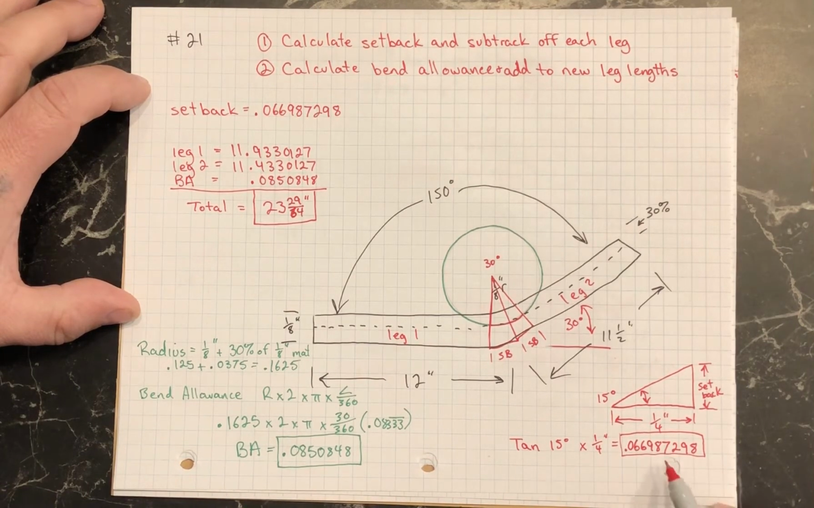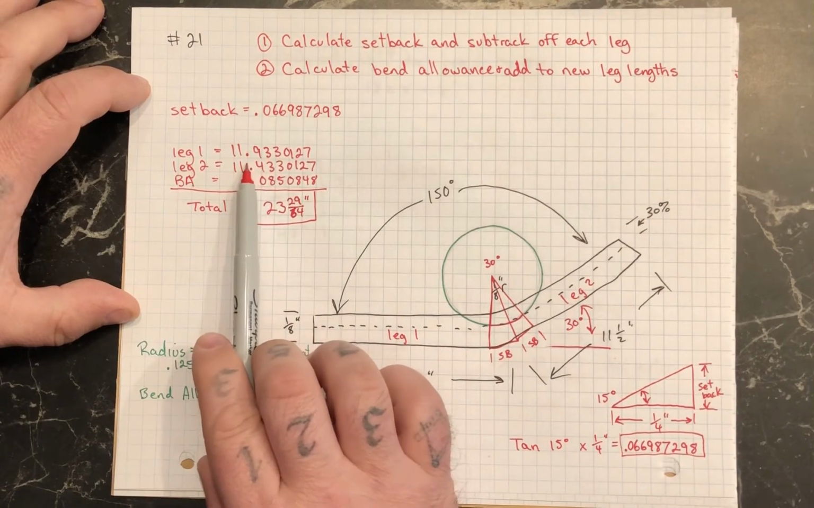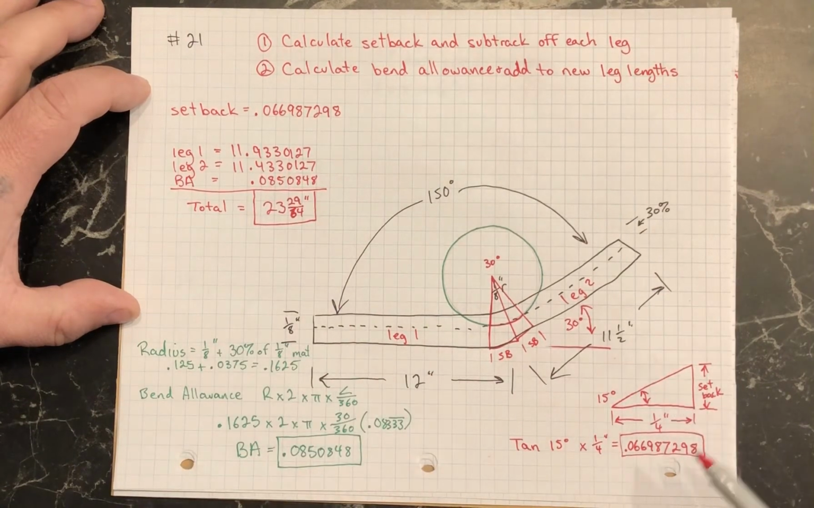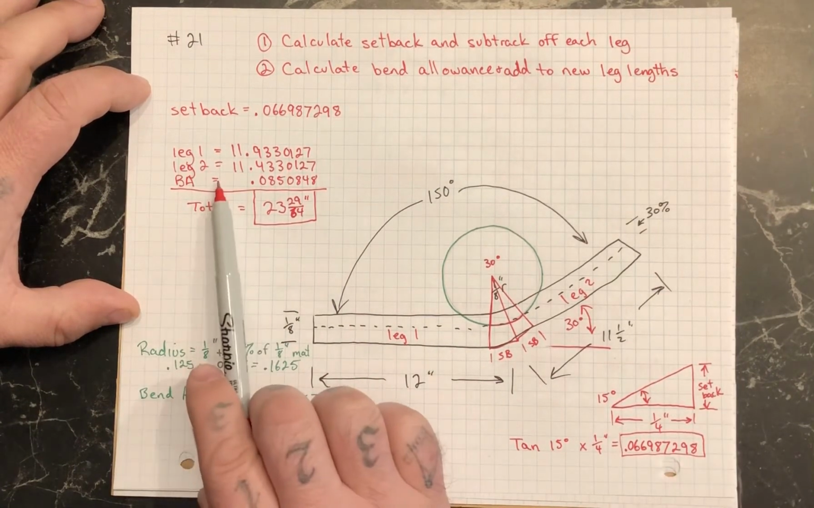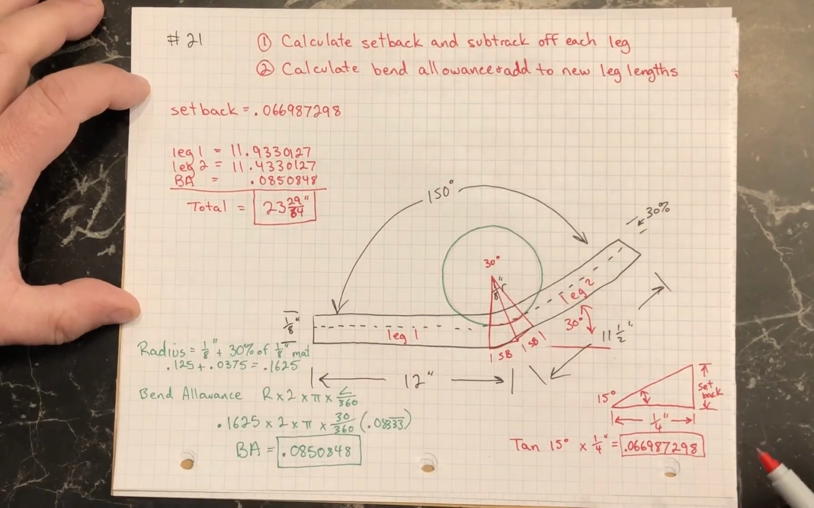This is still part of step number one. I'm going to take that number off of both of these legs. So 12 minus this number gives us leg number one of 11.9330127. And 11.5 minus that setback gives us 11.43300127. So that's step number one done.